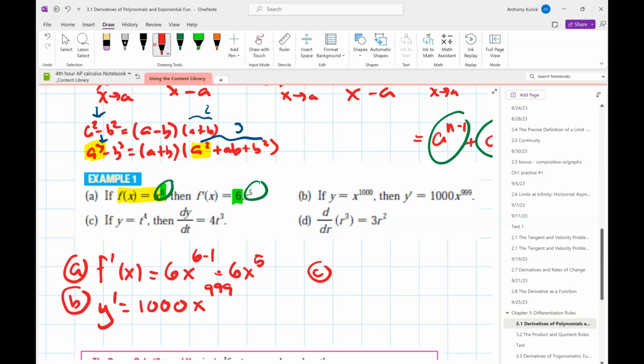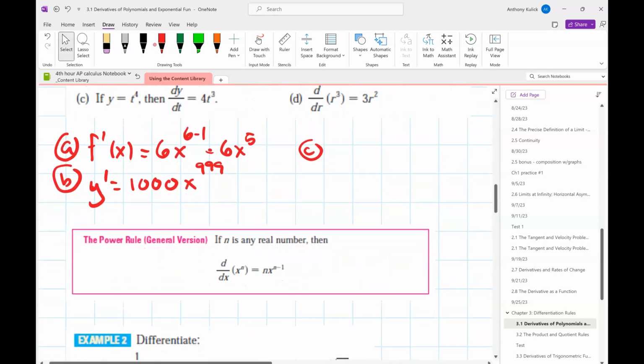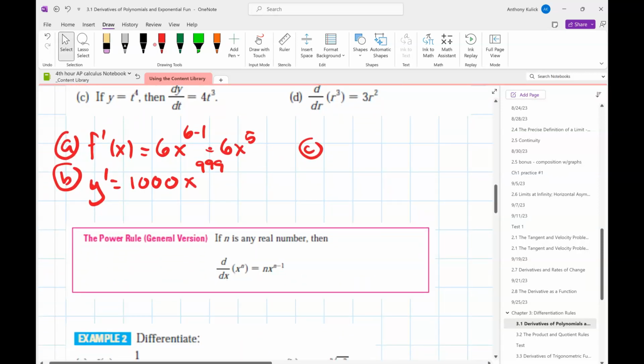But the power rule gets better. It gets better, because it doesn't work just for positive integers. It works for any number, or I should say any real number exponent. So it does negatives. It does fractions. It does irrational exponents, like x to the pi. It all works the same way.